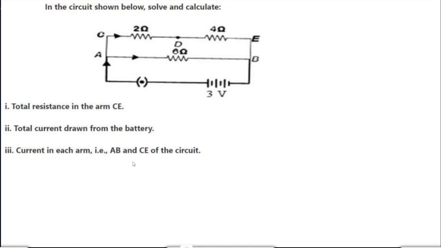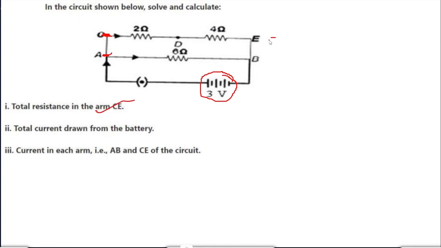Now here we have a question, and look at this circuit diagram carefully. Here this 3 volts battery is connected to two arms, that is AB and CE. In arm AB, we have one resistor which has 6 ohms of resistance, and in CE we have two resistors. One is a 2 ohm resistor and the other is a 4 ohm resistor. Now we need to find the total resistance in arm CE.